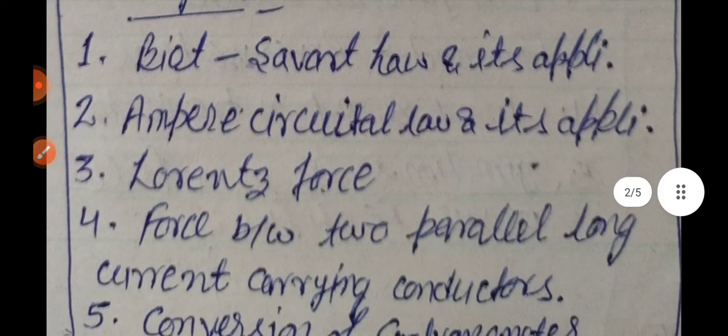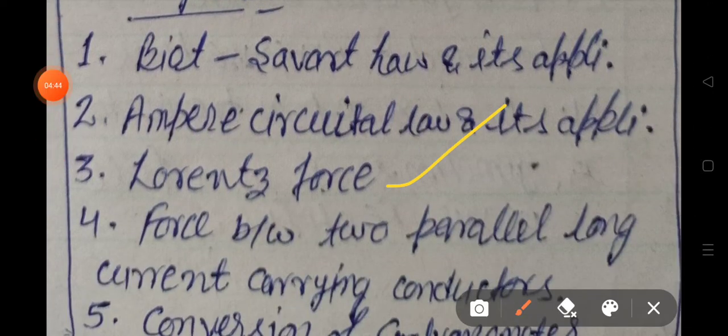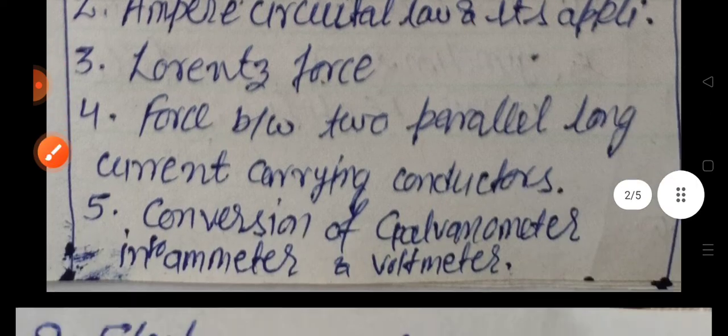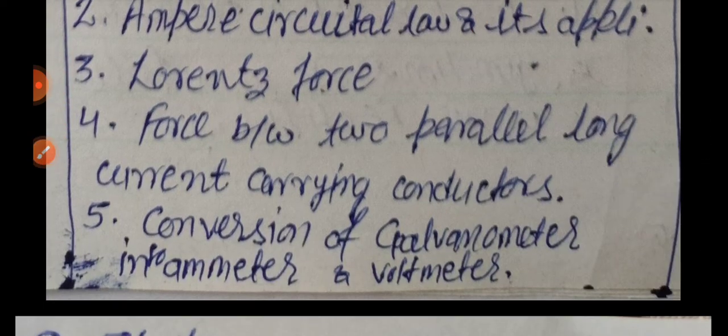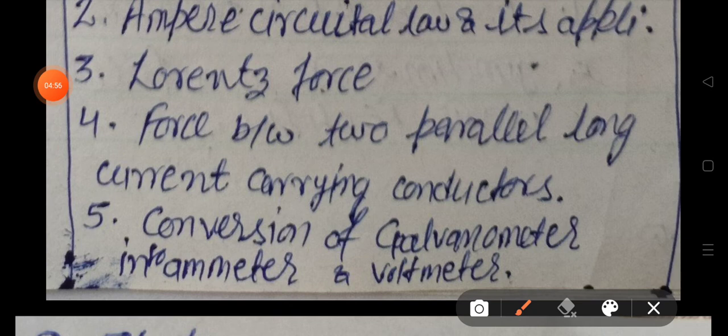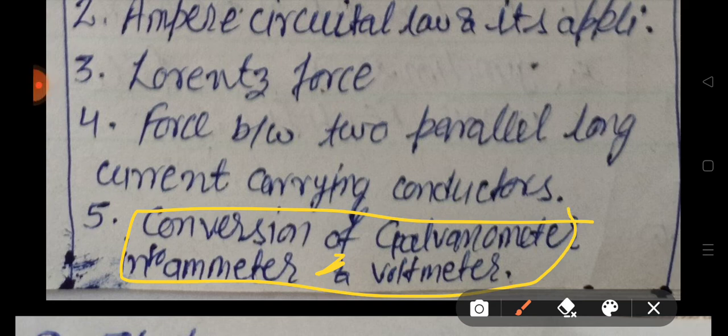Point third, Lorentz force, and fourth, force acting between 2 parallel long current carrying conductors, and fifth, conversion of galvanometer into ammeter and voltmeter. One question is asked from these 2 points, ammeter and voltmeter.